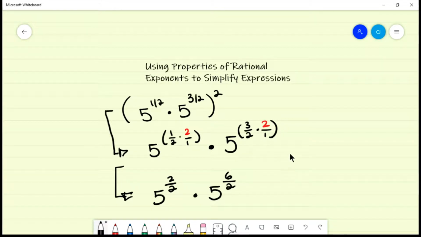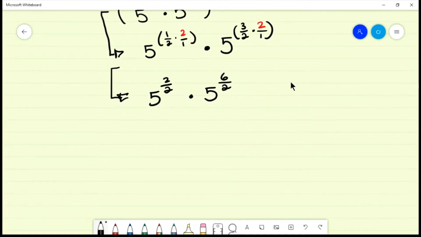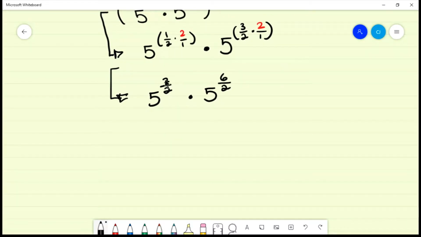And believe it or not, we can actually simplify the powers, and we can reduce them rather, and I'll show you what I mean. Because in this case we have 2 divided by 2. So if I were to reduce 2/2, that would give me 5 to the 1st power, and then it would be times 5, and again, looking at the power 6 divided by 2, that's going to give me 3.